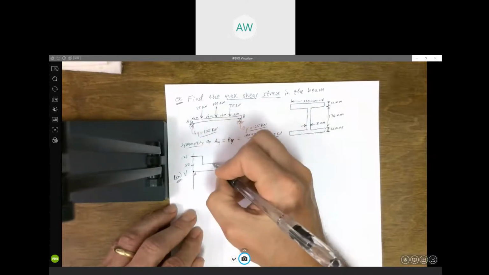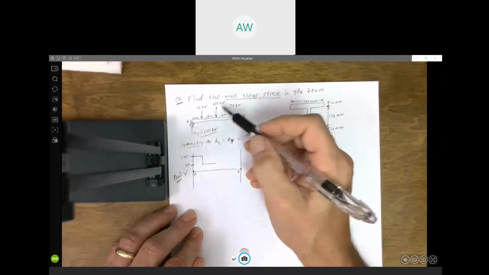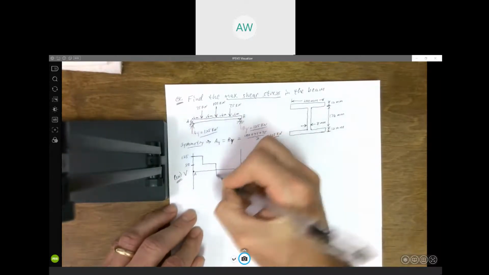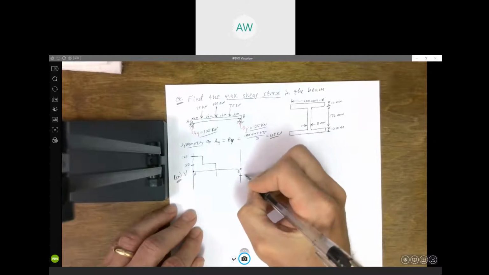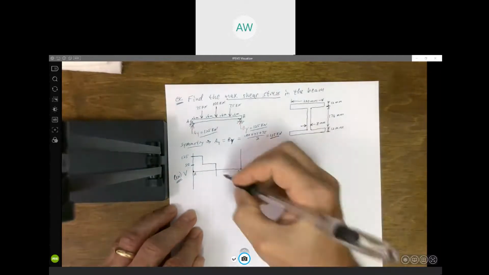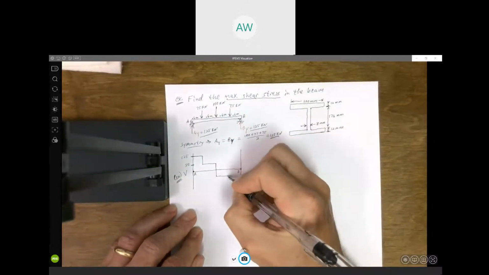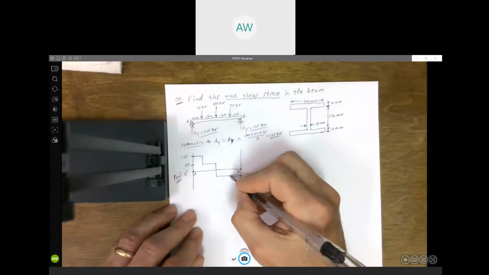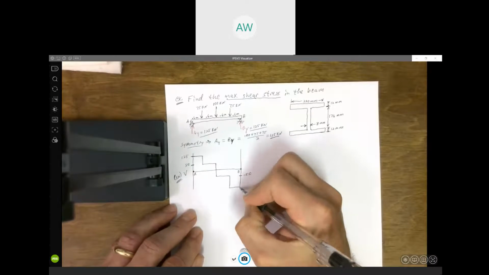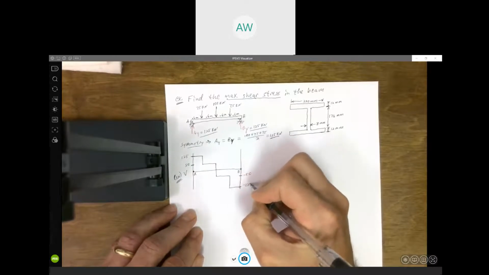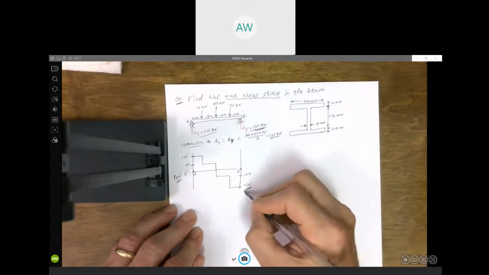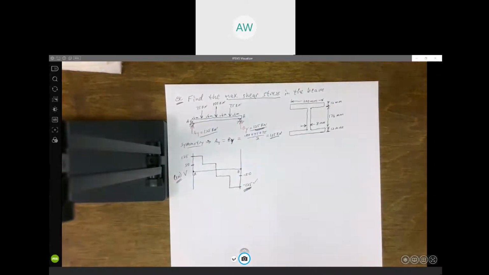Then we go straight across. Again, it's constant until the load changes. We go down 100. That puts me at minus 50. Again it's constant until we get to this load. We go down 75, which puts me at minus 125. And this checks out. That's the same as BY. So we're pretty confident we got our shear diagram right.